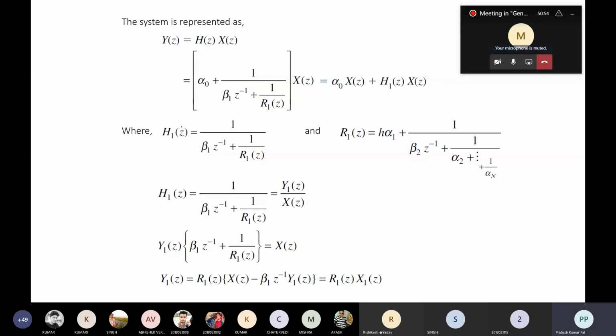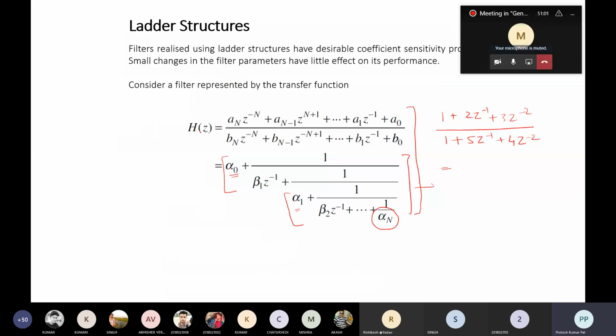In this first form, suppose this is the h of z. The same h of z is given here also, this expression. So h of z is equal to y of z divided by x of z. The transfer function is given by output divided by input. From there, we can realize this in terms of the first pair. So this we have considered the first pair. After the first pair, it will keep on repeating.